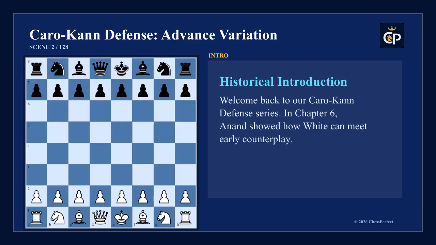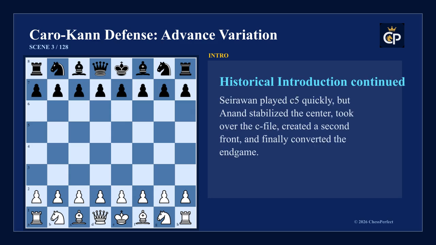Welcome back to our Caro-Kann Defense series. In Chapter 6, Anand showed how White can meet early counterplay. Seirawan played c5 quickly, but Anand stabilized the center, took over the c-file, created a second front, and finally converted the endgame.